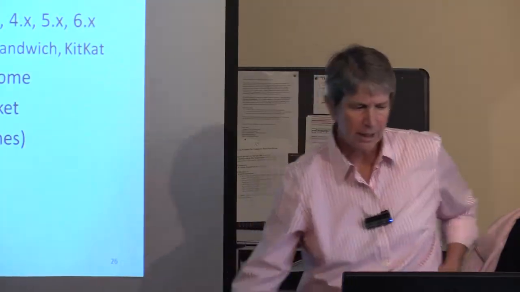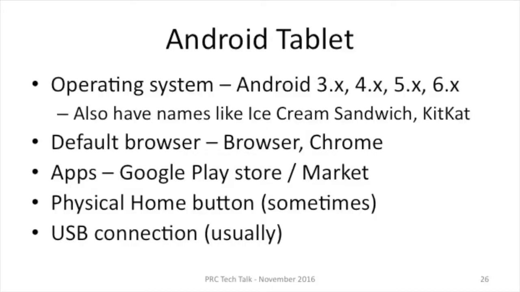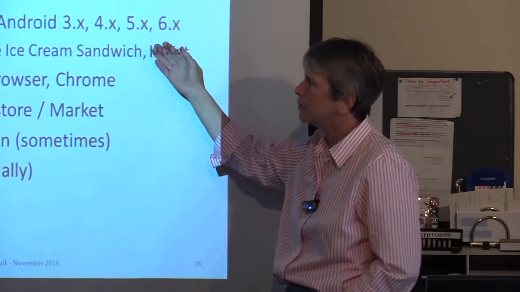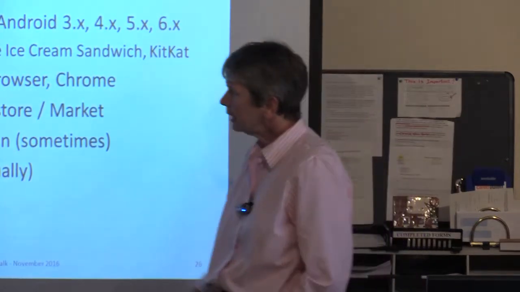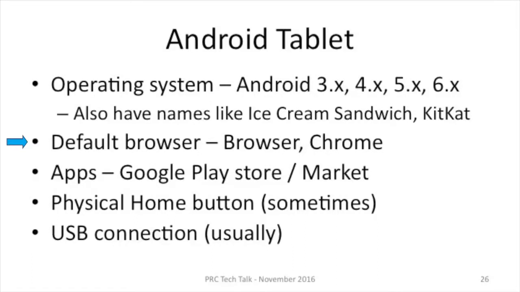Okay, and then finally the Android tablet. There's a variety of operating systems, Android 3 up to 4, 5, 6. The Google folks also like to give them funny names like Ice Cream Sandwich and Kit Kat. The default browser for some of the older Android systems was just called Browser. Most of the newer Android tablets use Chrome as their default browser. The App Store for Android is called Google Play. Some of the older versions also call it the Marketplace or Market.